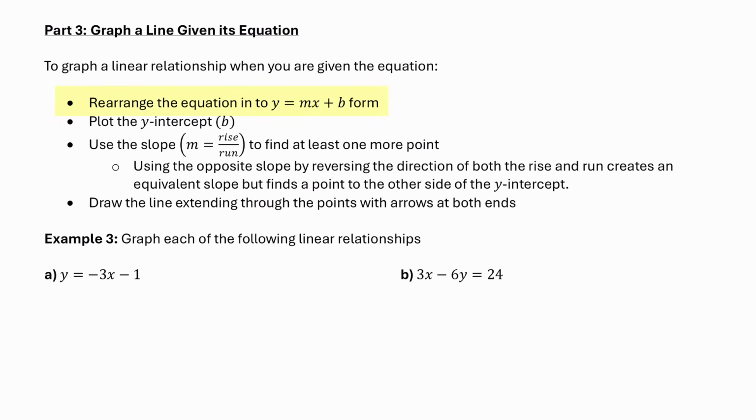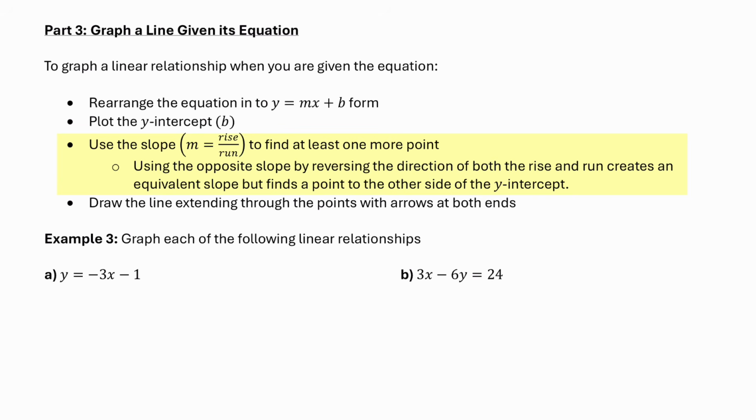We should start by always rearranging the equation to isolate y so it's in slope-intercept form, the form y equals mx plus b. After that, we'll plot the y-intercept, so whatever the b value is, plot that point on the y-axis, and then use the slope, our m value, which equals rise over run, to find at least one more point on the line.